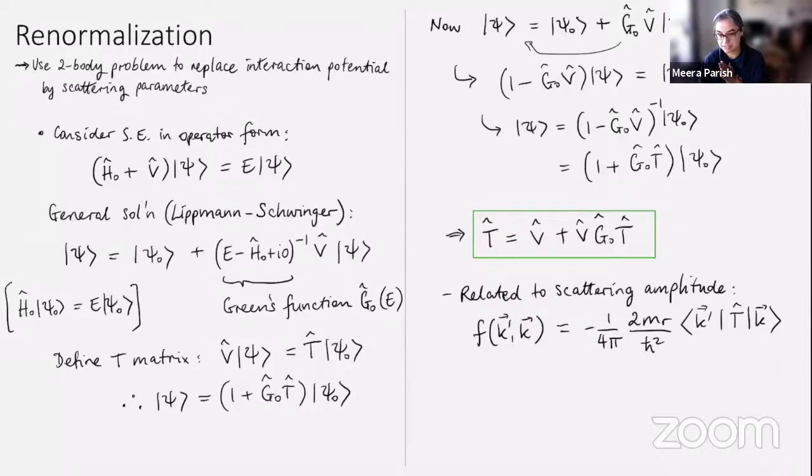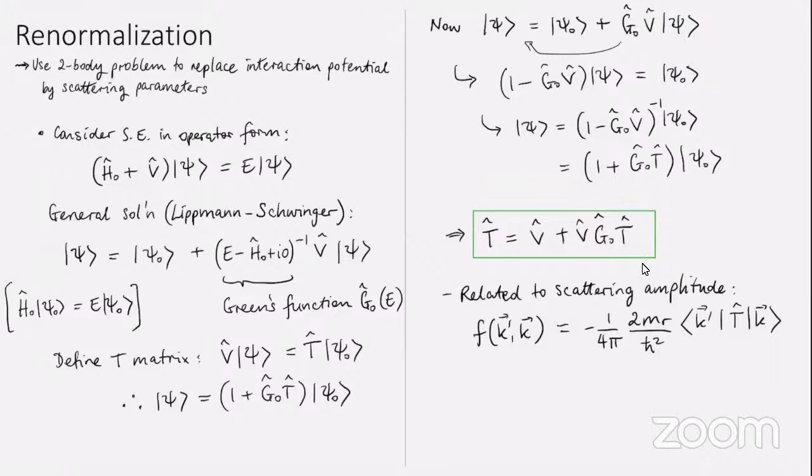Do I have any questions about this so far? I know I went through quite a bit of algebra quickly here. There's an algebraic step I didn't quite follow. Sure. When you have 1 minus G naught V inverse, and then the next line 1 plus G naught T. Could you show how that line works?